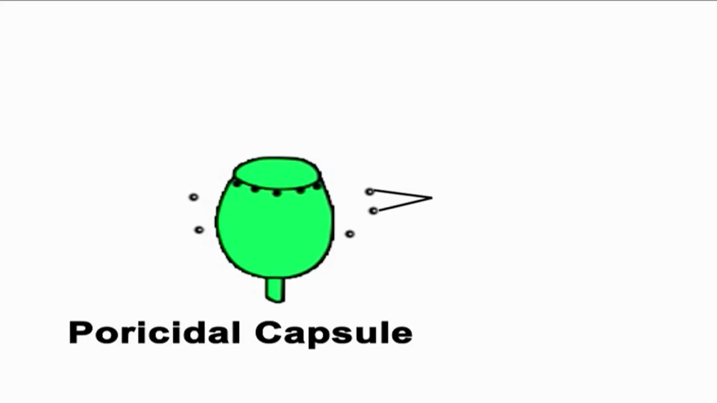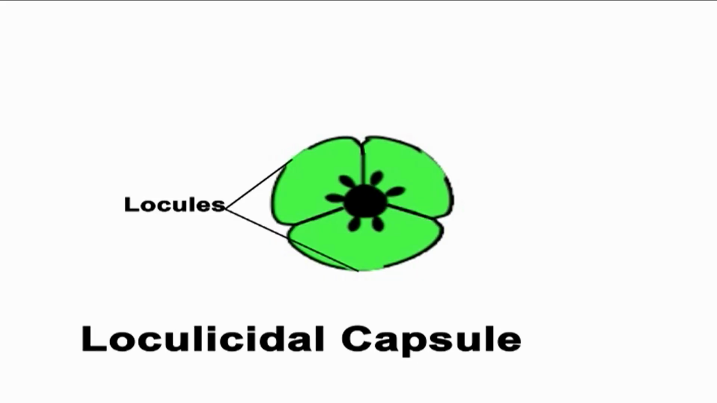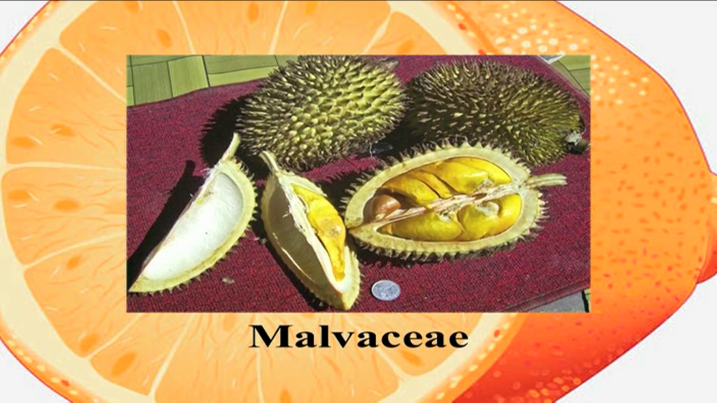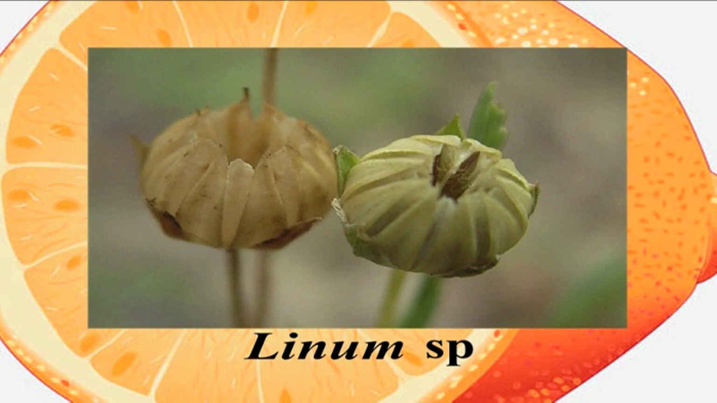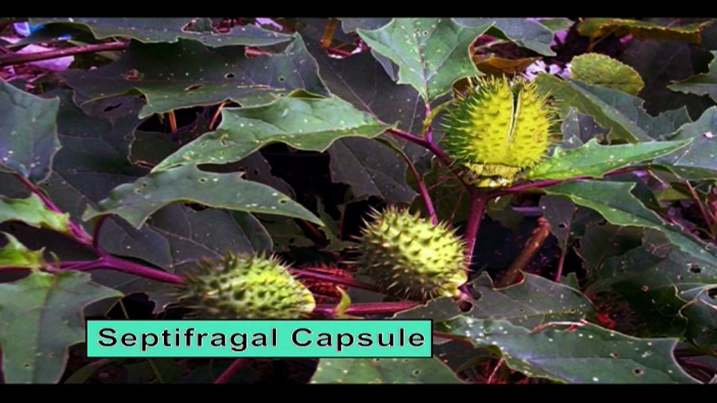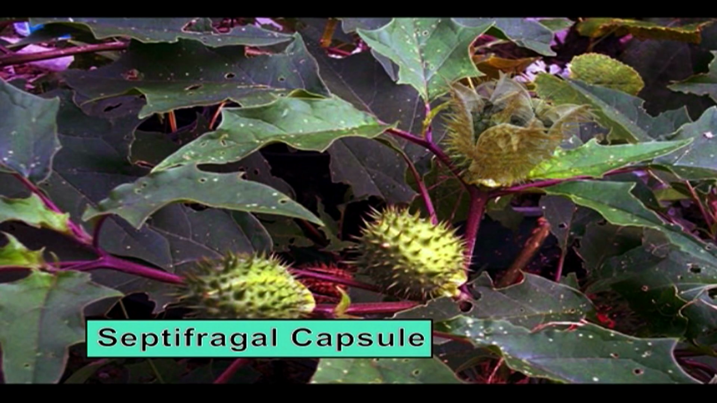Poricidal capsule. Dehiscence through terminal pores. Example, poppy. Loculicidal capsule, dehiscence through longitudinal lines radially aligned with the locules. Example, Malvaceae. Septicidal capsule, dehiscence through longitudinal lines radially aligned with the septa, the valves remaining attached to the septa. Example, Linum species. Septifragal capsule is one in which the valves break off from the septa, or its splitting is so that valves fall off, leaving seeds attached to the central axis.